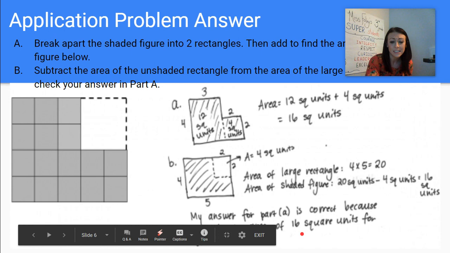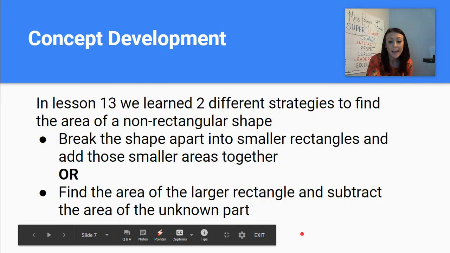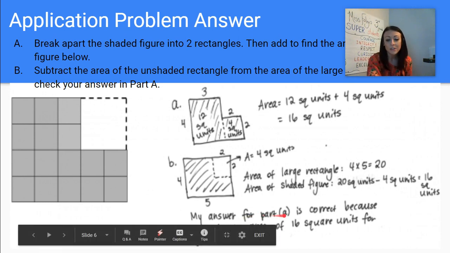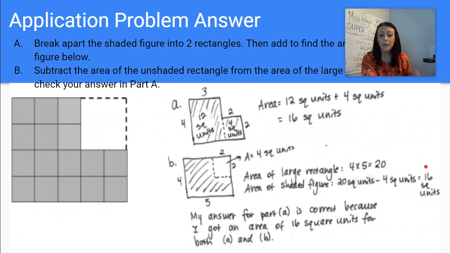And then I noticed here that my answer for part A is the exact same as what I got for my answer in part B. So I know that my answer is correct because I got 16 square units on both part A and part B. So by solving the area 2 different ways, I was able to check my work and ensure that I am 100% correct.